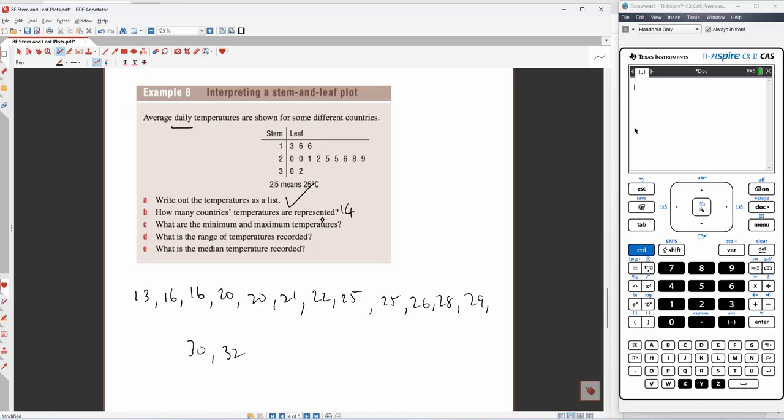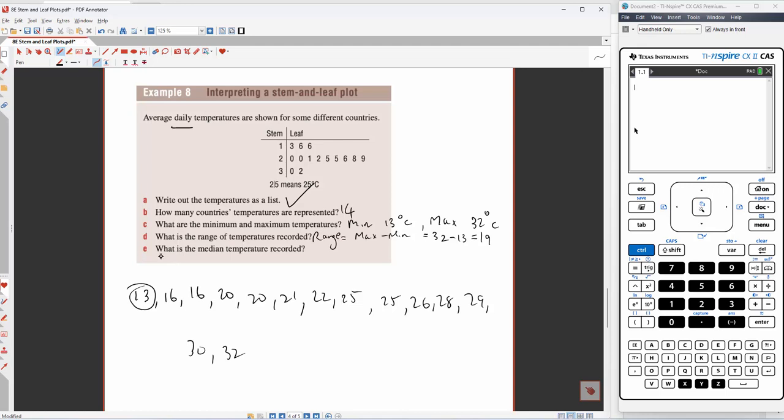What are the minimum and maximum temperatures? So we can see that the minimum temperature is 13 degrees Celsius. Okay, so that would be this one here. And the maximum is 32 degrees Celsius. Okay, the range. Now remember the range from a couple of lessons ago. Range equals max take away min. So all you're going to do is start with 32 and remove 13 from it, which is 19.